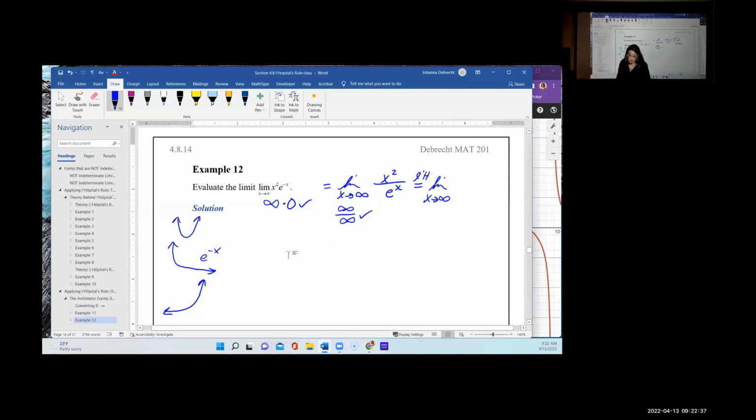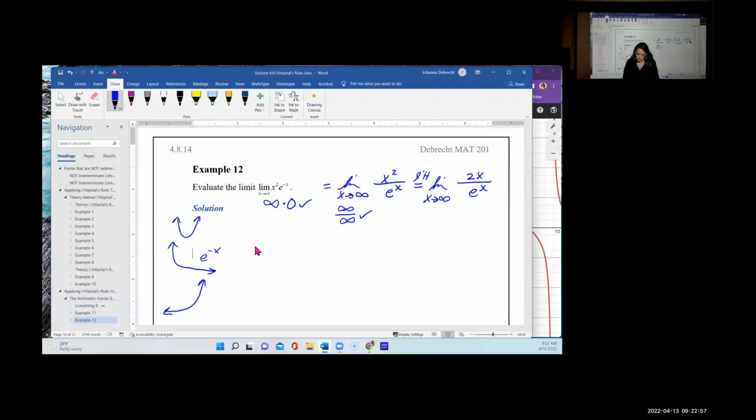Let's now take a look and apply the derivative to each factor individually. I get 2x on top, and the derivative of e to the x is e to the x. So now I evaluate it again. The infinity is not a number I can plug in, so I have to think about the graphs. So I have to think about the graph of 2x.